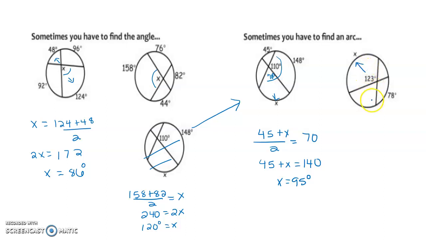Looking for this one right here, I know that that arc plus the 78 degree arc divided by 2 equals my 123. I get x plus 78 equals 246 when I multiply by 2. Subtract my 78 from both sides, and x equals 168 degrees. That is the measure of the degree of curvature of that arc.